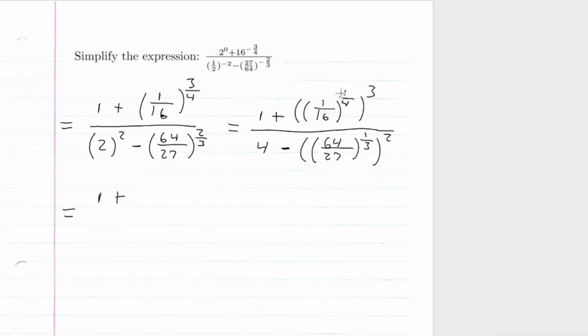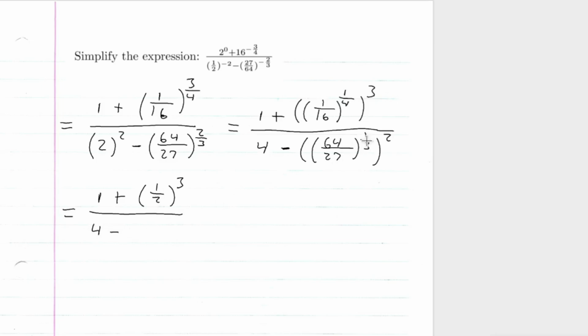Now, something raised to the 1/4 power is the same thing as the 4th root of this number here, right? So I'm going to say that the 4th root of 1 over 16 is 1/2. Because 1/2 times 1/2 is 1/4, times 1/2 is 1/8, times 1/2 is 1 over 16. So 1/2 times itself 4 times gives me 1 over 16. And then, of course, that cubed over 4 minus.